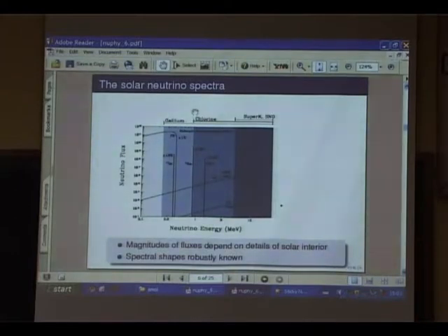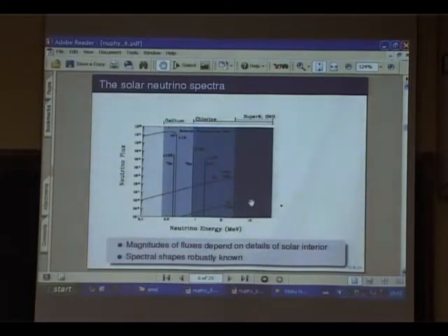Then there are experiments which involve chlorine. Those experiments are sensitive to energies more than about 0.9 MeV, all the way to the highest energy. So if you have an experiment in chlorine, that will take into account these beryllium neutrinos, PEP, boron and HEP neutrinos. And if you have an experiment which has gallium, that can be sensitive to everything. So you can look at PP, beryllium, PEP, boron and HEP. So in some sense, gallium is the most sensitive.